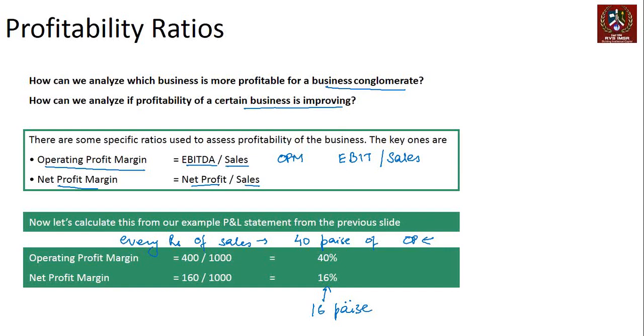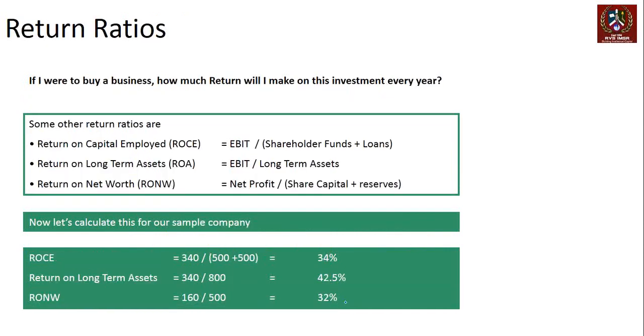More detail when we look at individual companies and examples on that. Let's look at return ratios. So what question does this try to answer? If you are an investor and you are trying to buy a business, how much return will you make on your investment every year is what the return ratios talk about, right?